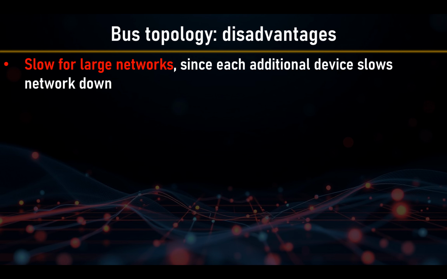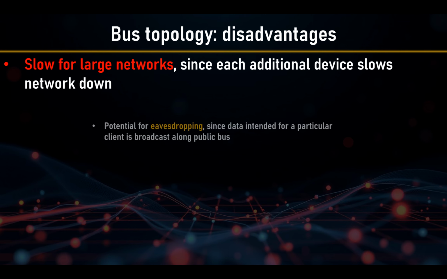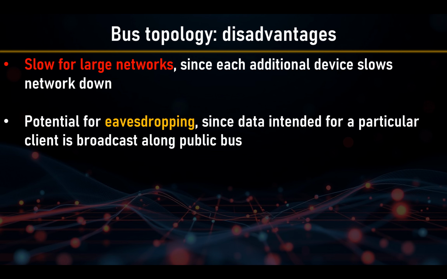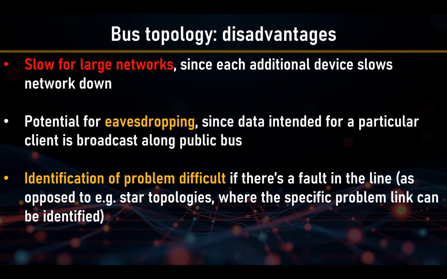However, the disadvantage is that it's going to be slow for large networks, since each additional device slows the network down. That's because of collisions: since they're broadcasting, if someone else is sending, the device that wants to send has to wait for the other devices to stop before it can send its own data. There's also potential for eavesdropping, since the data is broadcast along the public bus line, although with encryption it shouldn't be too much of an issue. Identification of problems can also sometimes be difficult if there's a problem in the central bus line.